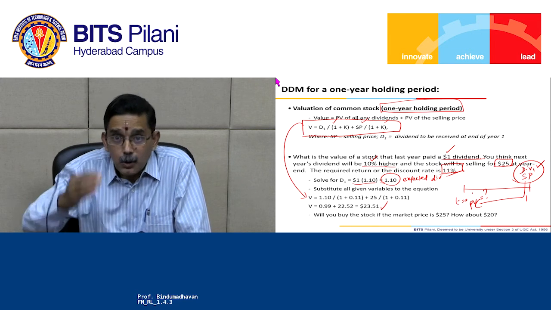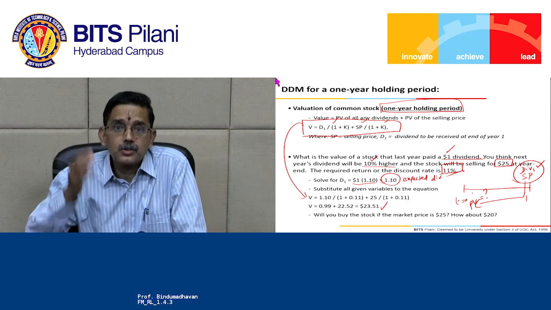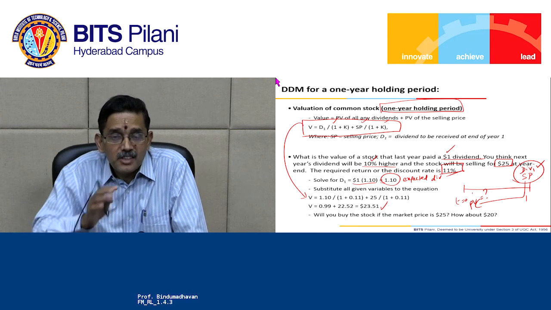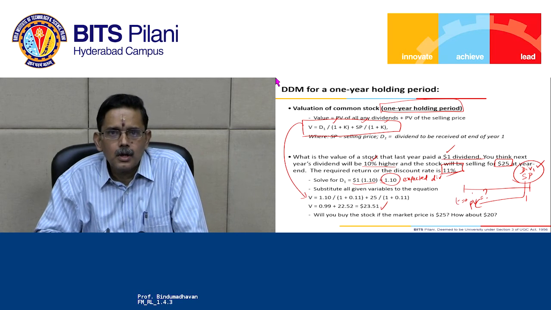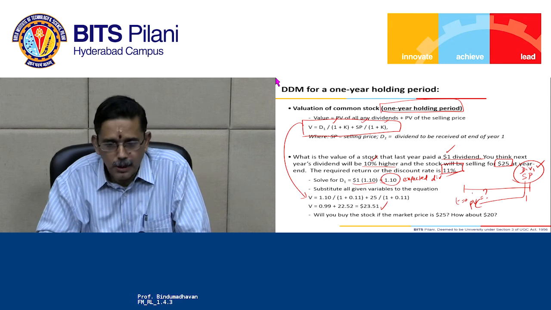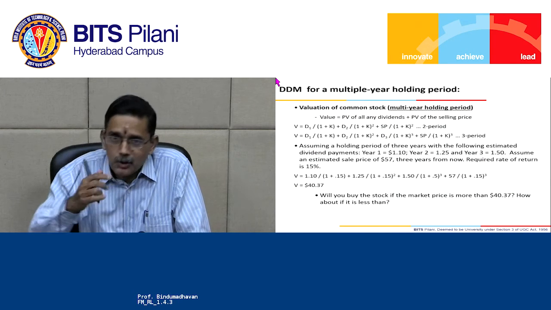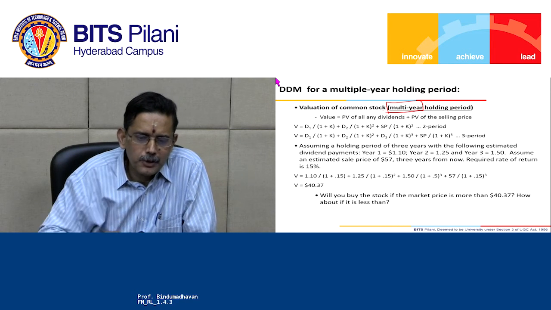In reality, calculating the discount rate itself is an exercise, right? Forecasting the cash flows is a bigger exercise. So we have simplified it so that we can apply the concept and understand how to apply time value of money for valuing a common stock. So this is for 1 year holding period. What about if it is for more than a year, for multi-year holding period? How do we do it?